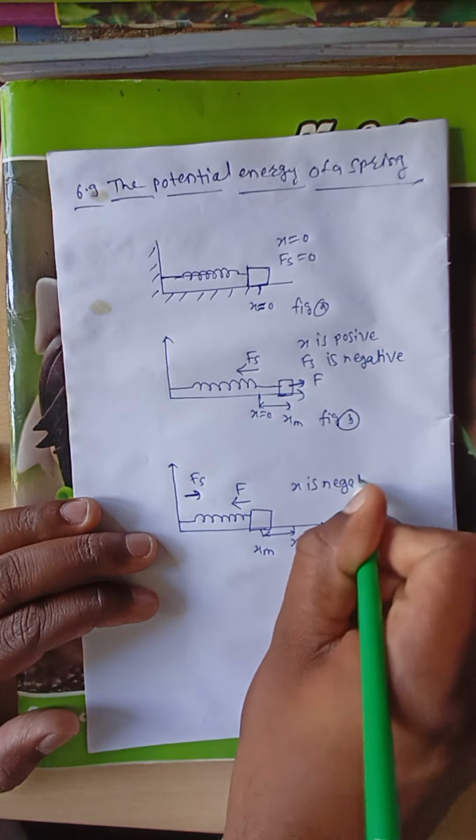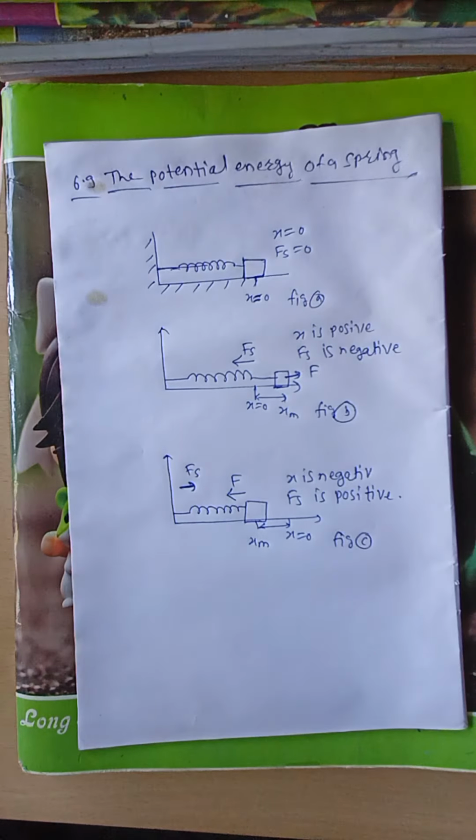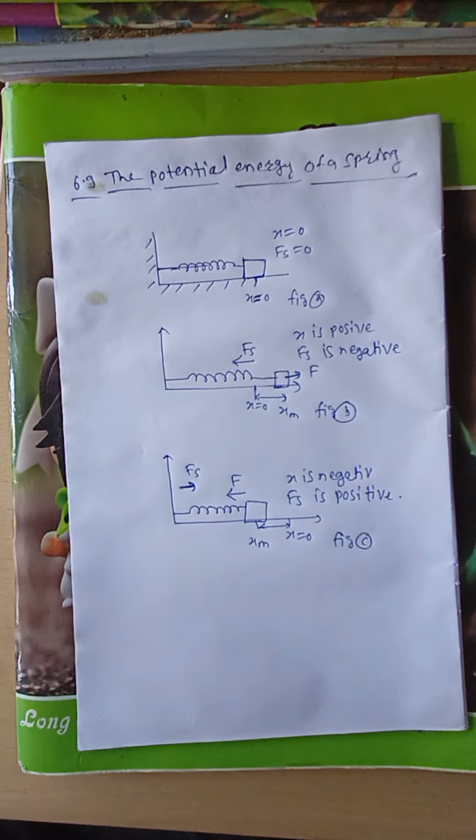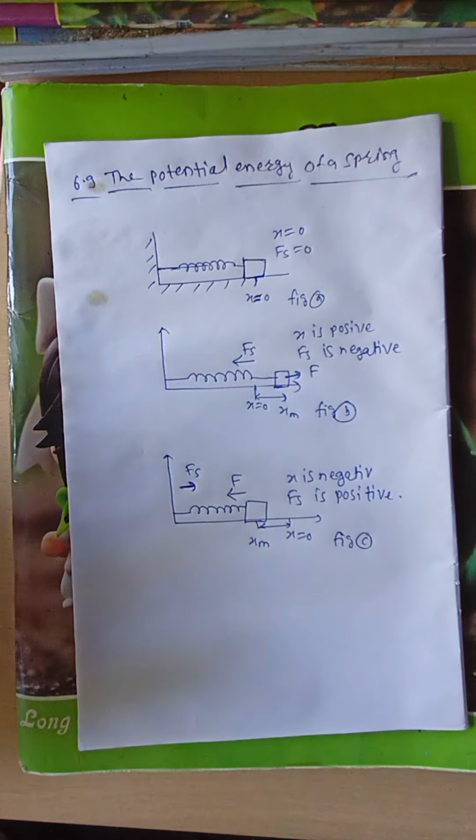X is negative, then the direction of the spring force is positive. Therefore, Fs is positive. From that, you can say that if x increases, the spring force decreases. If x decreases, the spring force increases. This means the spring force is proportional to x but in the opposite direction. Now we have to discuss that.